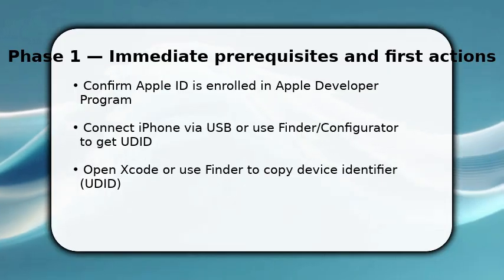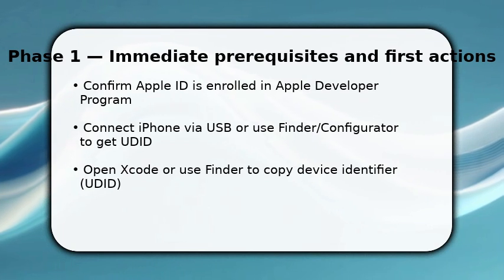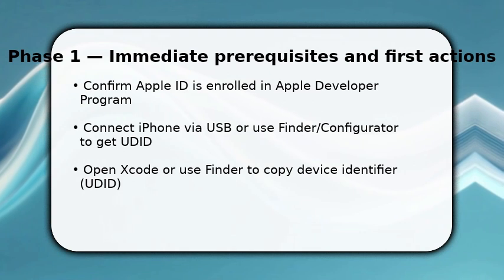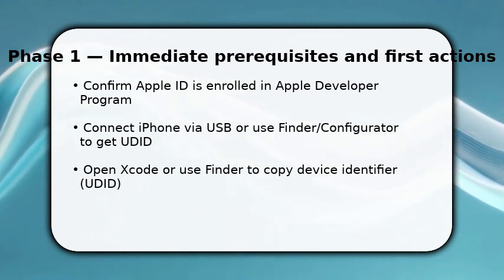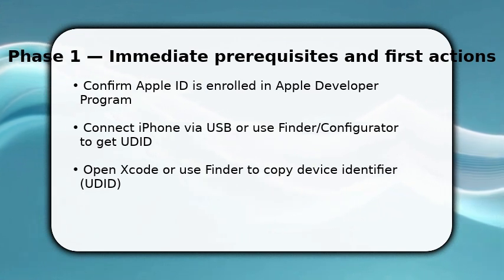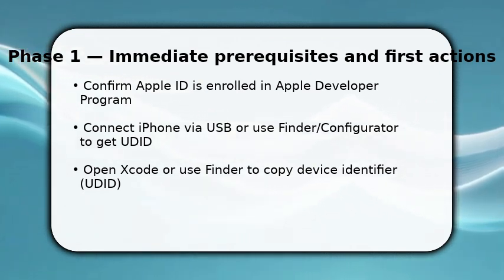You'll start by ensuring your Apple developer membership is active and you're signed in. Connect the iPhone to your Mac. Use Finder on Catalina or later, or Xcode's devices window. Once the device appears, select it and reveal the identifier labeled UDID. Copy that long hex string, you'll paste it into the developer portal.